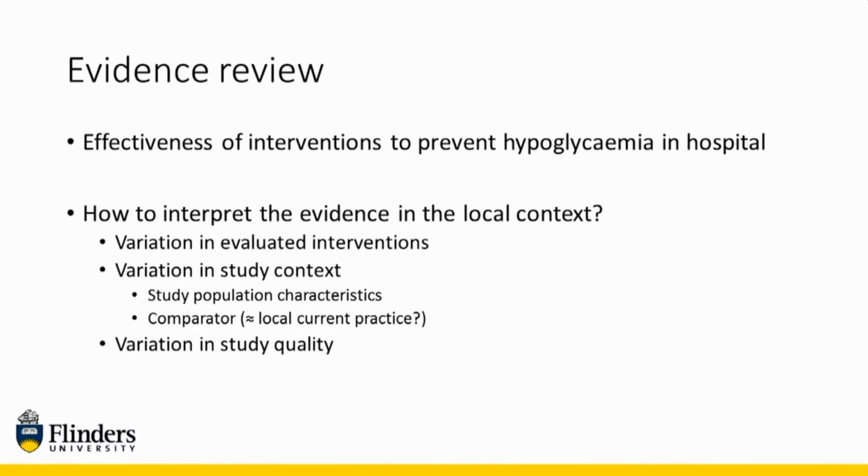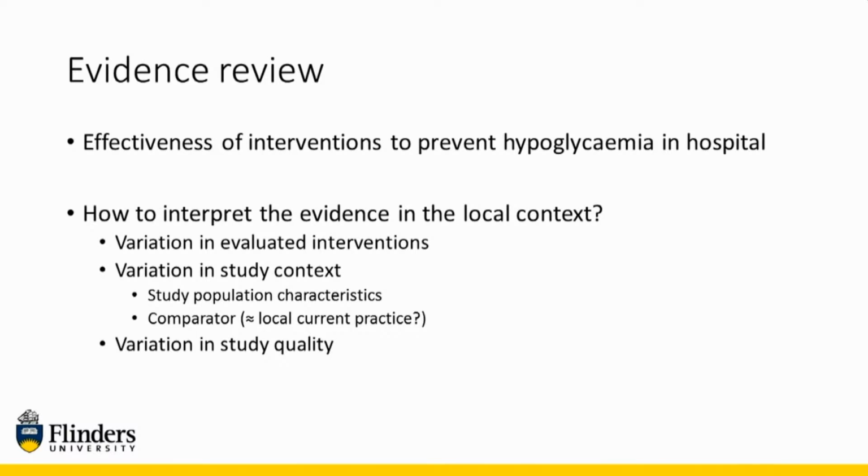And then we can look at the evidence review. So we do a more formal review of the evidence to identify evidence on the effectiveness of interventions, service delivery models that have been used to prevent or reduce hypoglycemia in hospitals. But then we've got the question of how do we interpret that evidence in the local context. So you see here I've just described some of the variation that you're always going to see when you're reviewing published evidence. There's going to be variation in the types of interventions. So there may be a range of pharmacist-led interventions, for example, and the next slide will show that. But they're never going to be exactly the same. Well, almost never going to be exactly the same.